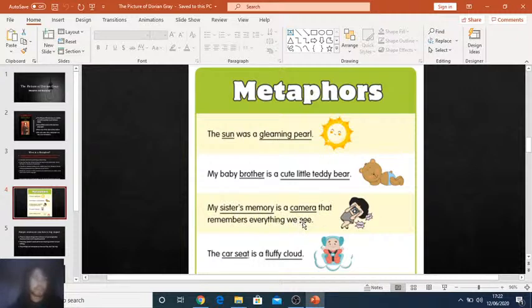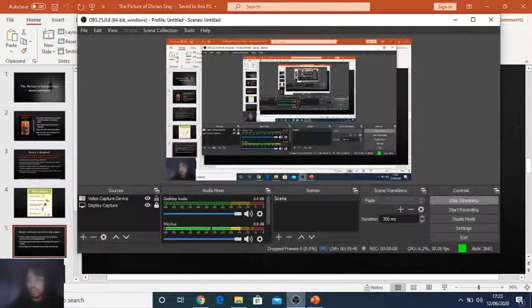Now we have metaphors cross-culturally in many languages. I'm sure whatever other languages you may speak, you also have metaphors. So hopefully you can see how this kind of language can make things more interesting. Again, the car seat is a fluffy cloud. So cloud, the things in the sky. Our car seat is not made of clouds, right? No. But because this person wants to say how comfortable the car seat is, they called it a fluffy cloud. So this is what a metaphor is. Hopefully that makes sense, guys.